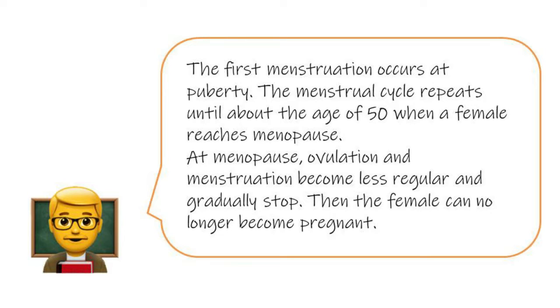The menstrual cycle repeats until about the age of 50, when a female reaches menopause. At menopause, ovulation and menstruation become less regular and gradually stop. Then the female can no longer become pregnant. Fertilization. In humans, fertilization occurs inside the female reproductive tract. Sperms, therefore, must be transferred from the male body into the female body for fertilization to occur.